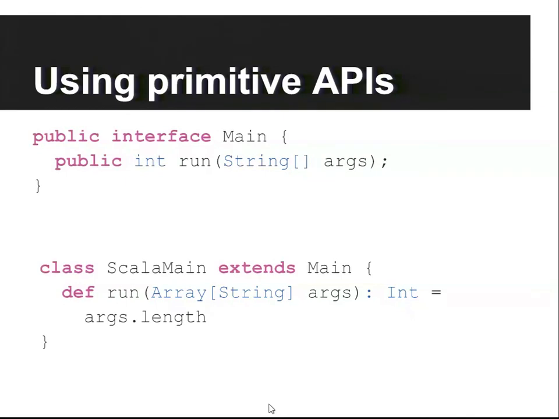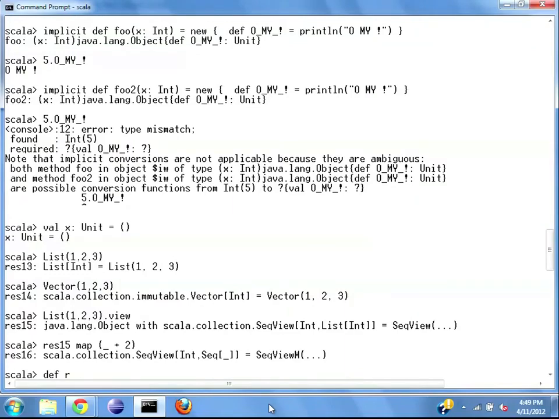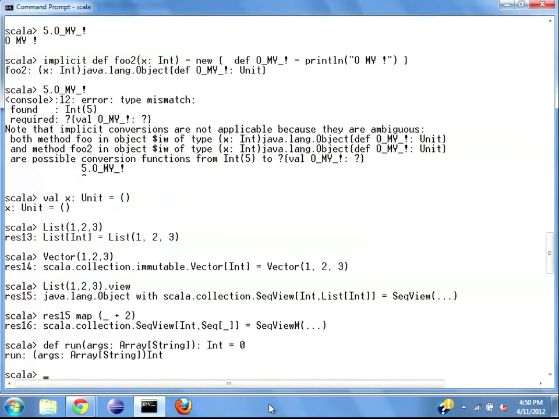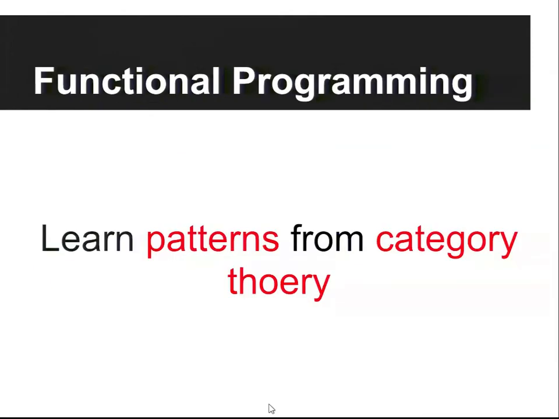Array[String] args is the type in Scala, yes. Oh, sorry, that should be on the other side. Yeah, bad slide. I just added that today. Sorry. Okay. Yeah, Array[String] args should be on the other side. Sorry, guys. It should look like this, except instead of 0, call length. But yeah, that's what that should look like. Okay, so yeah, primitives come into Scala nicely.